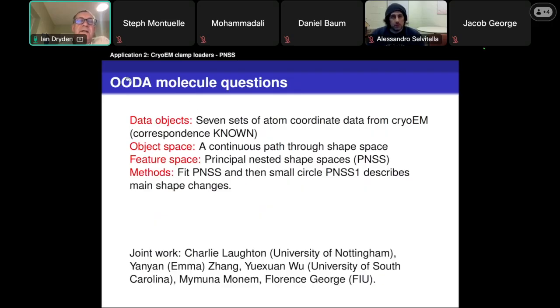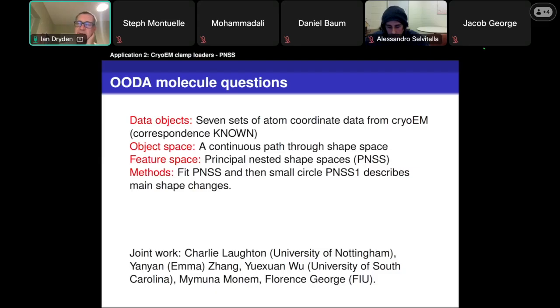So this is an object-oriented data analysis problem. Again, 7 sets of atom coordinate data. There's around 3,000 atoms in 3D, and the correspondence is known. That, as I said, is easier. And we want to consider a continuous path through the shape space. And we're going to use principal nested shape spaces, which is very similar to PNS, except we're taking account of the rotation of the molecule explicitly at each stage.